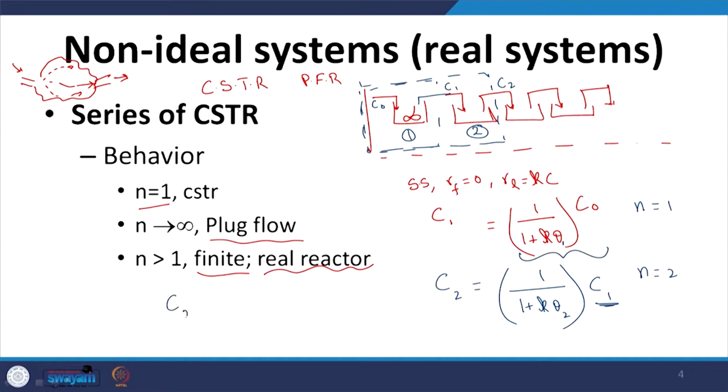So, C2, which is nothing but the outlet from my whole 2 CSTR in series system, is equal to 1 by 1 plus k theta 1. Again guys, you do not need to mug anything up here.